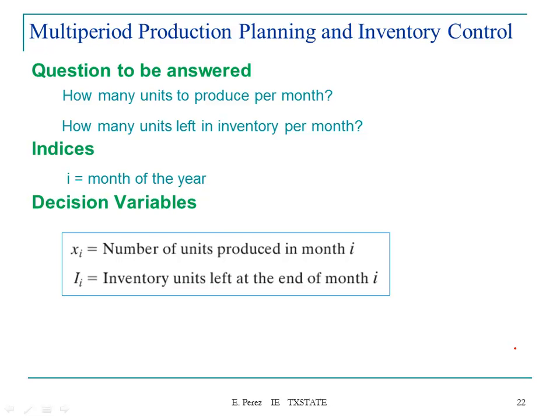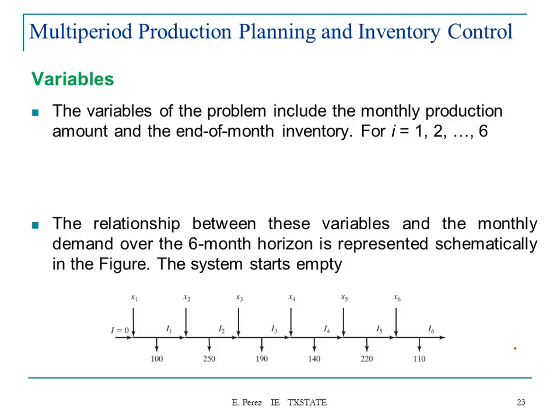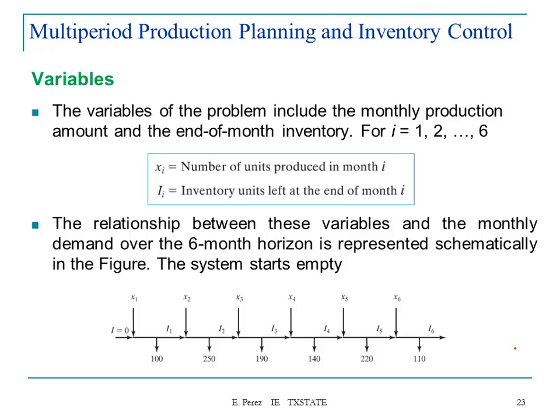Okay, move to the next slide. So the variables of the problem include the monthly production amount and the end of the month inventory, right? So those are our decision variables. And now we're going to use this diagram to explain how these variables are related. So the relationship between these variables and monthly demand over the 6-month horizon is represented in this figure.